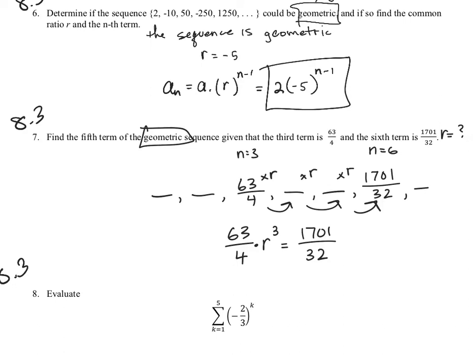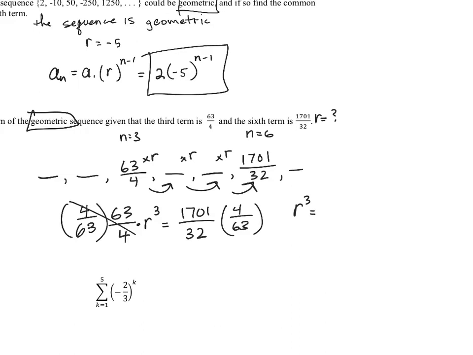So now, how do we solve this equation? We need to get r cubed by itself and then take the cube root. So I would suggest we get rid of that fraction by multiplying by a reciprocal on both sides. So then we have r cubed equals, let's see, 4/63 times 1,701/32, and that simplifies to 27/8. So r cubed equals 27/8. When I multiplied these two together, I got 27/8.